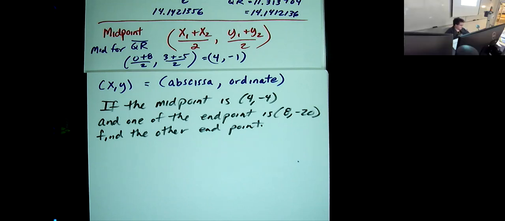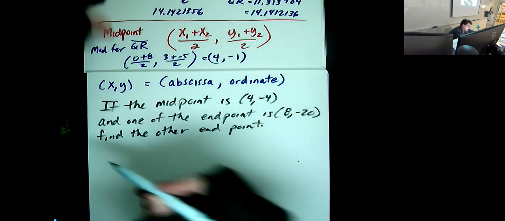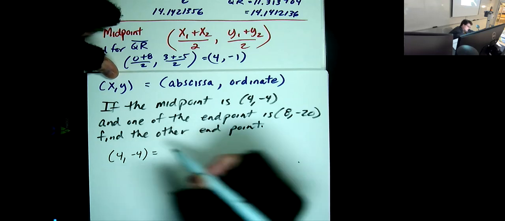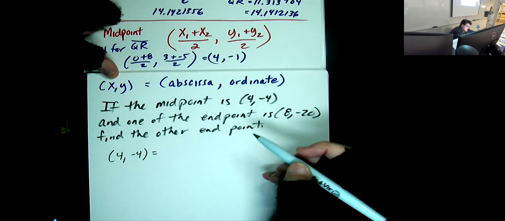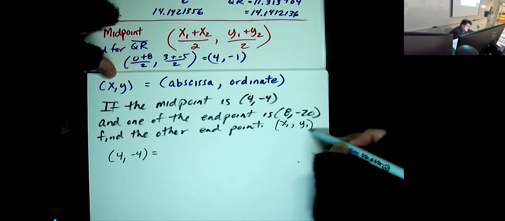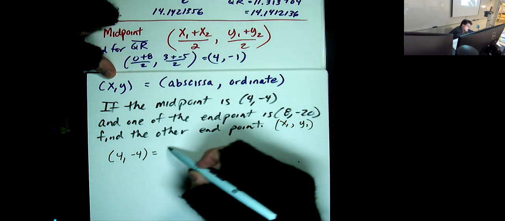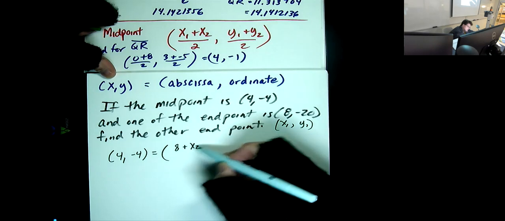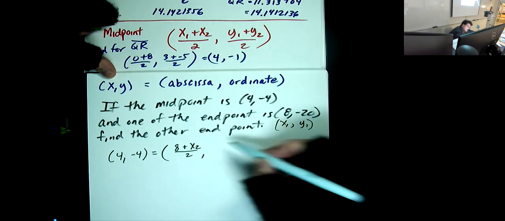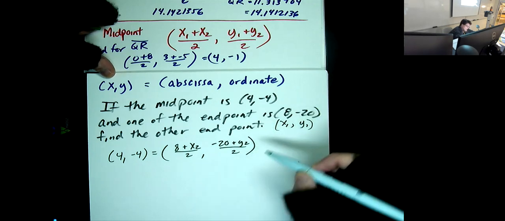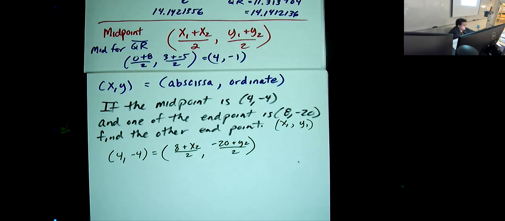So if I kind of label it the way I see stuff here, in the midpoint formula, this is saying 4, negative 4 equals. Let's call this x1, y1. And we're trying to find x2, y2. This is saying that 8 plus x2 over 2 and negative 20 plus y2 over 2 should equal 4, negative 4.